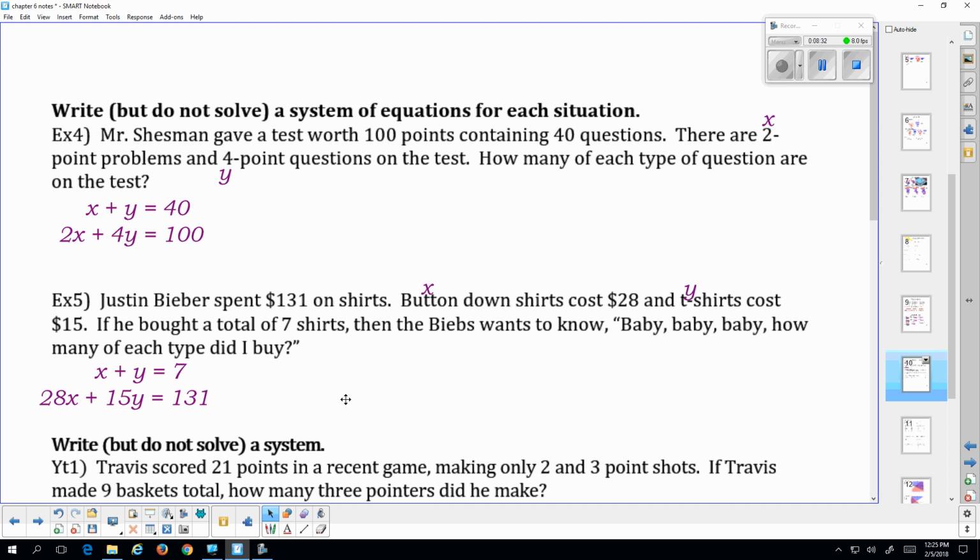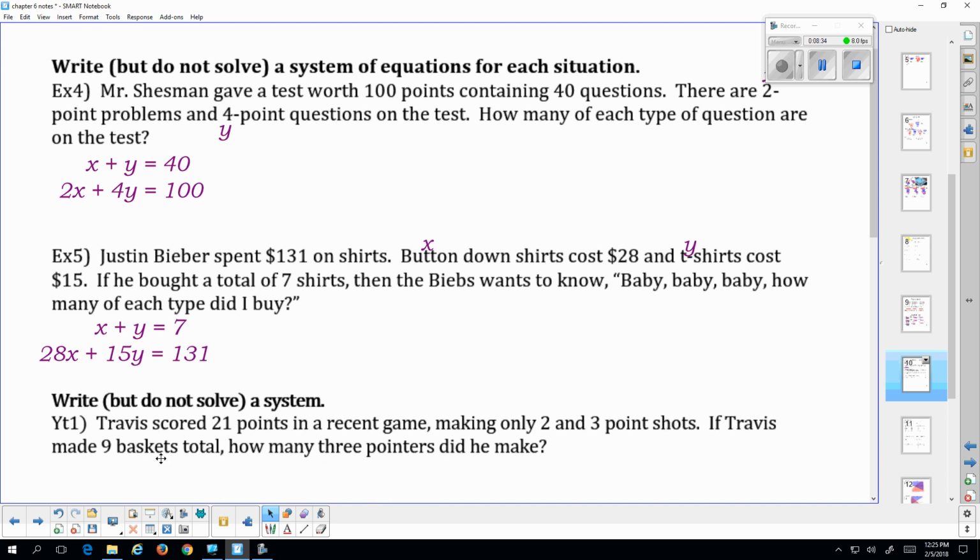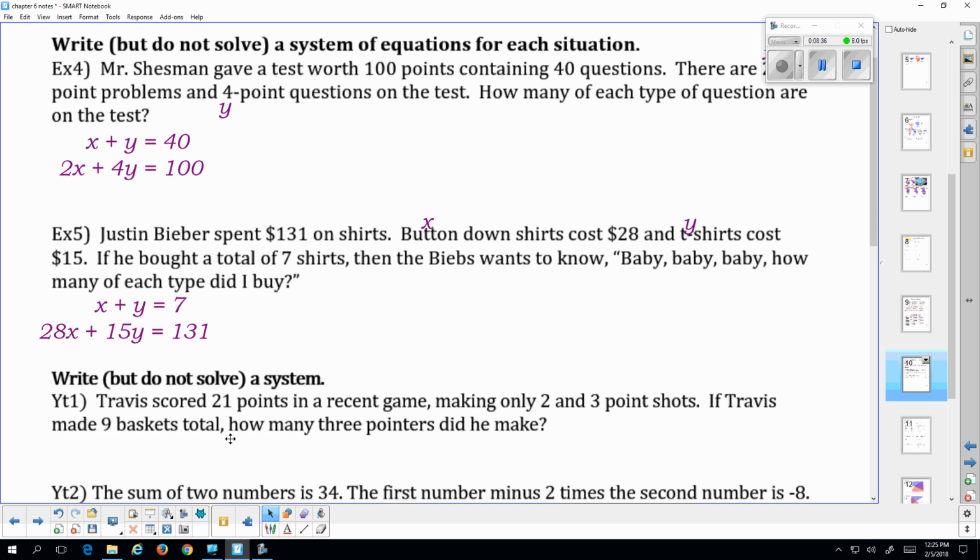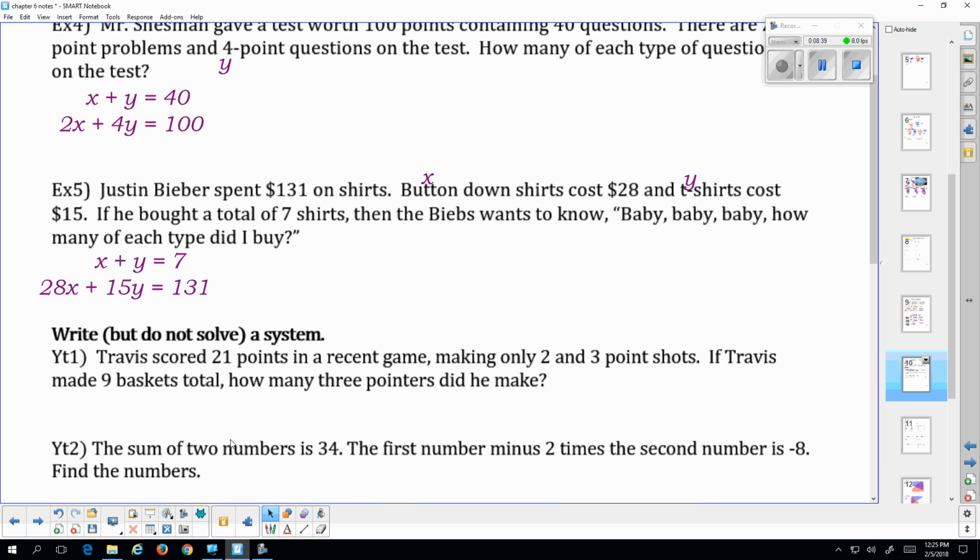So do the your turns. I just want you to set up the system of equations. Don't solve them. And then we will go over these next class.